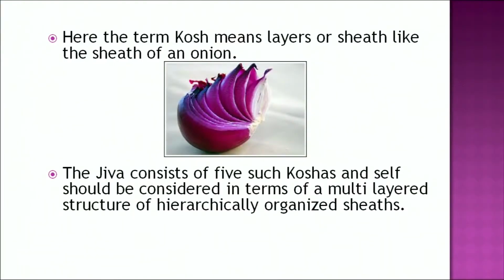In order to illustrate this point, we may consider the concept of Panch Koshas as developed in the Indian thought. When we are talking about the Panch Kosha, we must know what the term Kosh means. Kosh is actually a layer or sheath, like the sheaths of an onion. In the same way, self has different sheaths. The Jiva consists of 5 such koshas, and self should be considered in terms of a multi-layered structure of hierarchically organized sheaths.